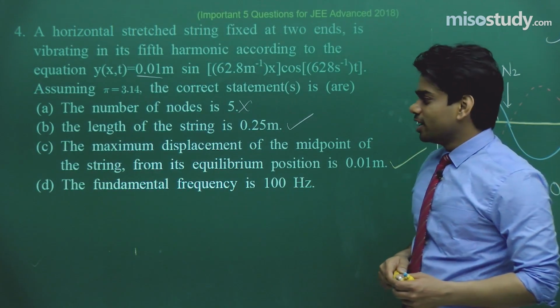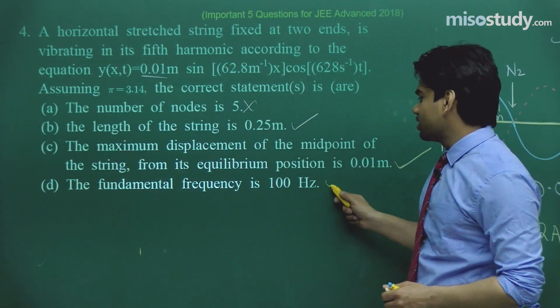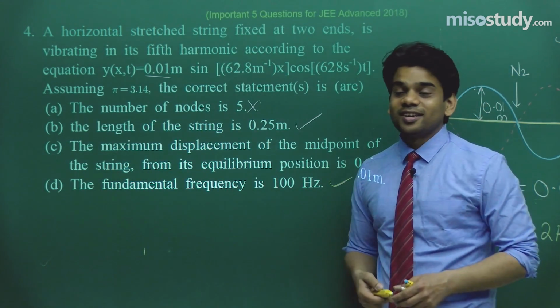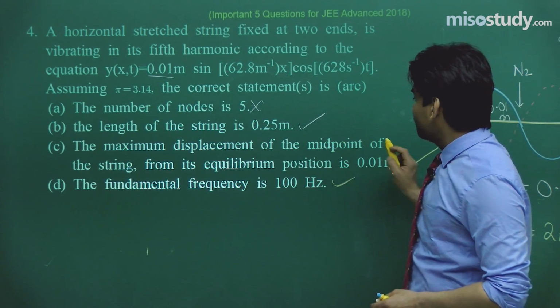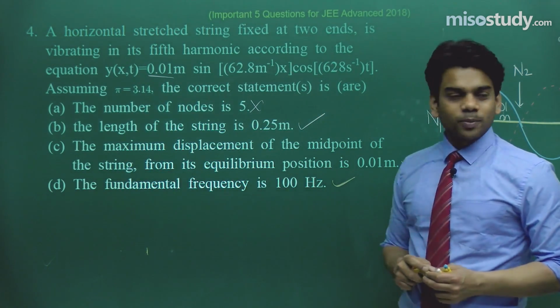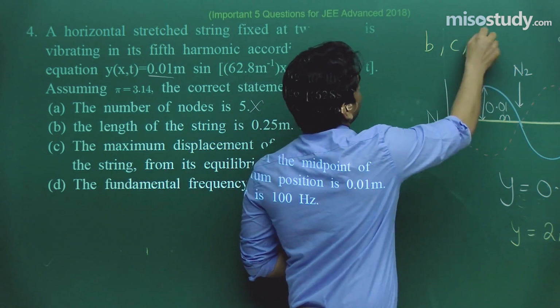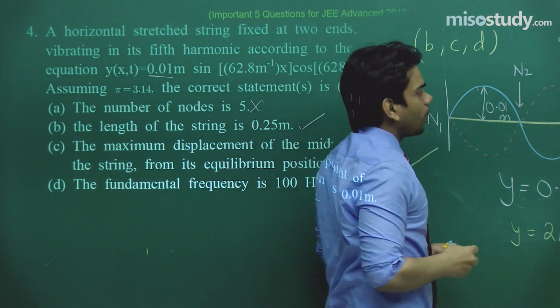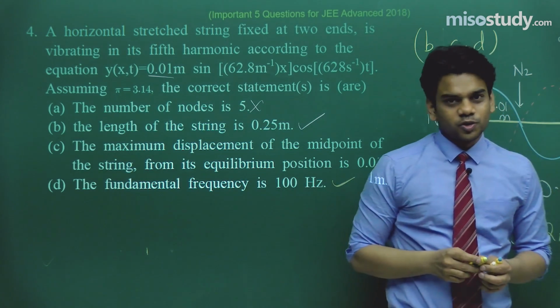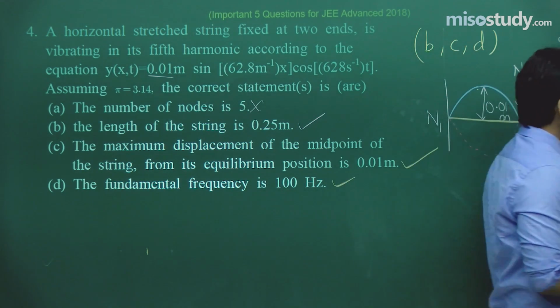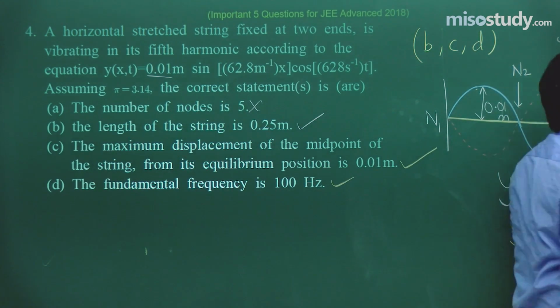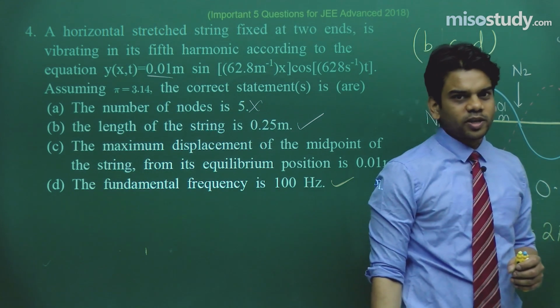D. The fundamental frequency is 100 hertz. We found that the frequency is 100 hertz. So B, C, D are the correct options. Let me write down B, C, D. All 3 options will be the correct options for this question. Let me clear the board for you all, and we'll proceed with the next question. I believe that you have understood how to do such kind of question.